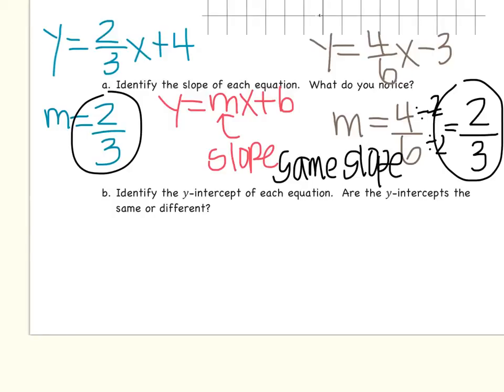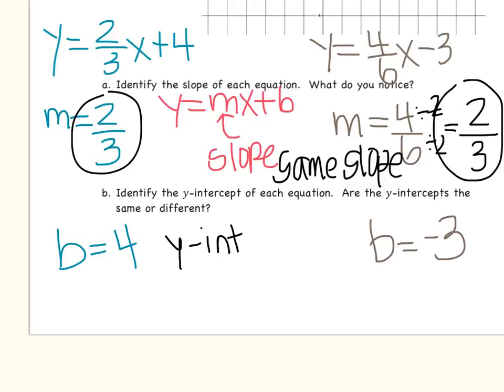Now for part B, I have to identify the y-intercept of each equation. We want to know whether the y-intercepts are the same or different. In the equation y equals 2/3 x plus 4, my y-intercept, which is my b, is 4. For the equation y equals 4/6 x minus 3, my y-intercept is -3. So my y-intercepts for this question are different.